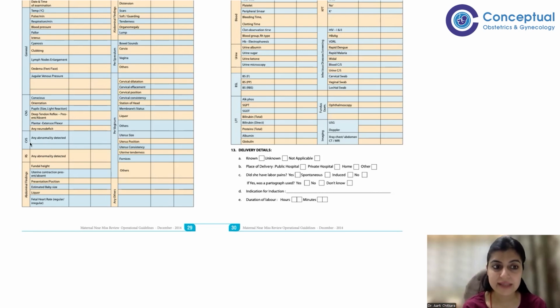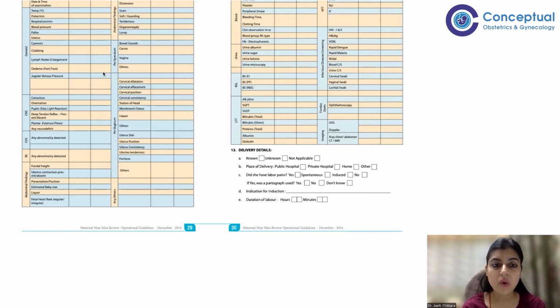Respiratory findings, any cardiovascular abnormality that could have been detected, abdominal findings which talk about fundal height, uterine contractions, whether present or absent, presentation, position, estimated baby size, fetal heart rate. Other abdominal findings could be distension, scars, guarding, tenderness, organomegaly, lump. All ruptured ectopics fall into maternal near miss. Remember that. Per speculum examination: cervix, vagina, others. Per vaginal: dilatation, effacement, position, consistency, station of head, membrane status, liquor, and others.